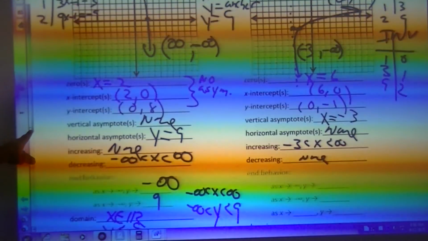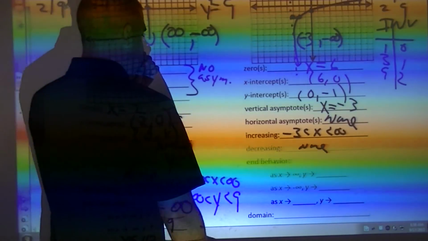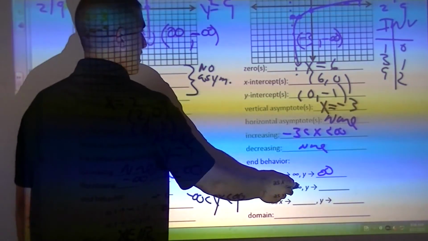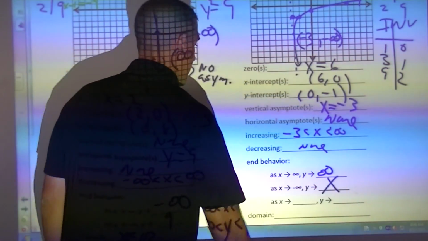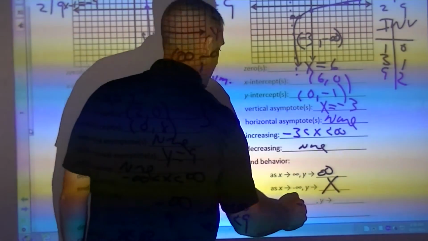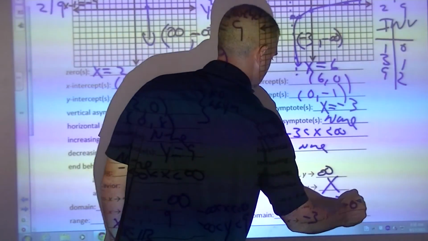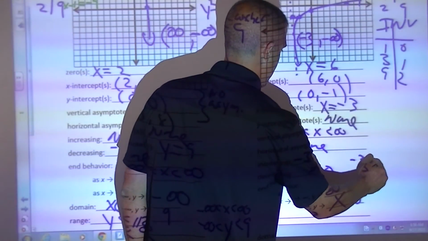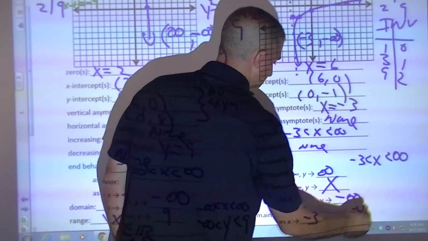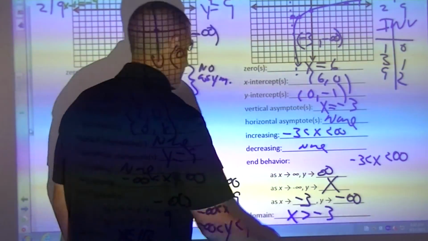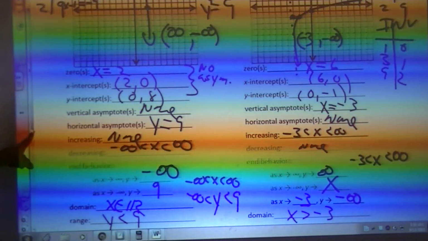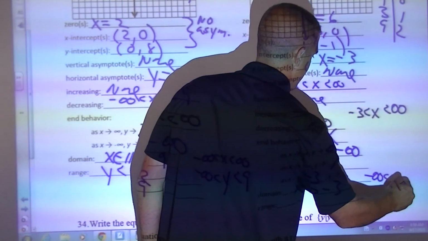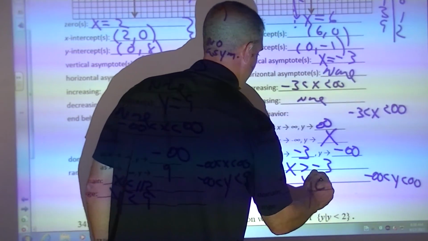My end behavior: as x approaches infinity, y approaches positive infinity. As x approaches negative infinity, I don't have that, so it's not going to be anything. As x approaches negative 3, y will approach negative infinity. The domain: smallest x value is negative 3, biggest x value is infinity. So x is greater than negative 3. My range: my smallest y value is negative infinity, my biggest one is positive, so the range is all real numbers.